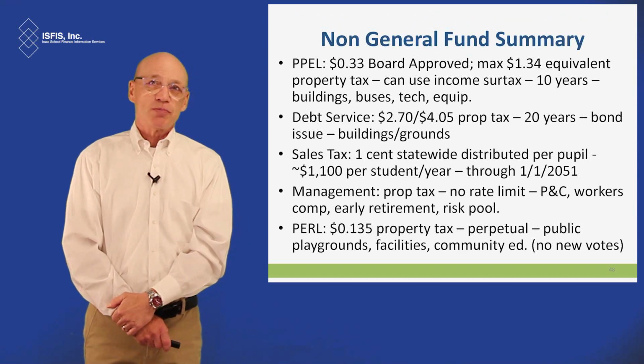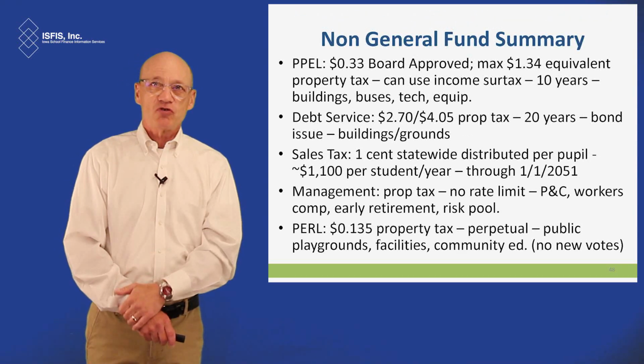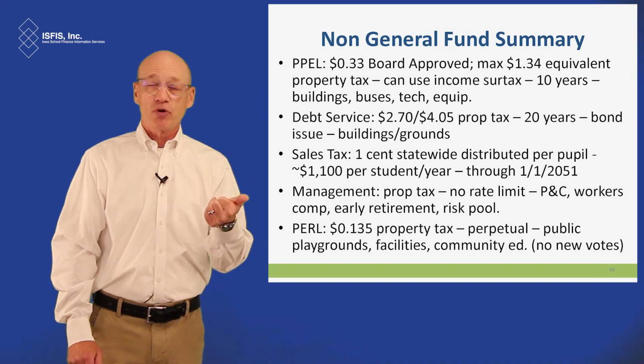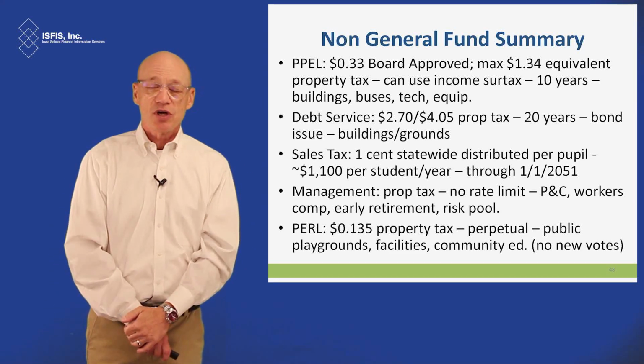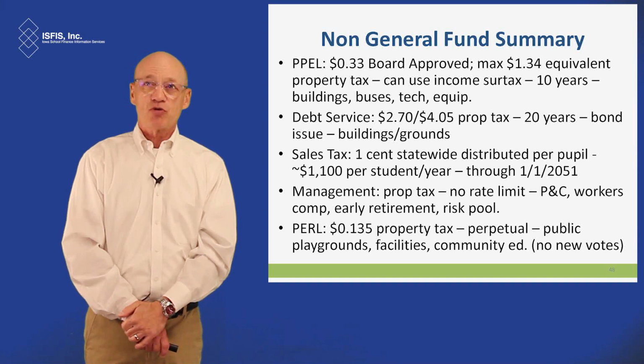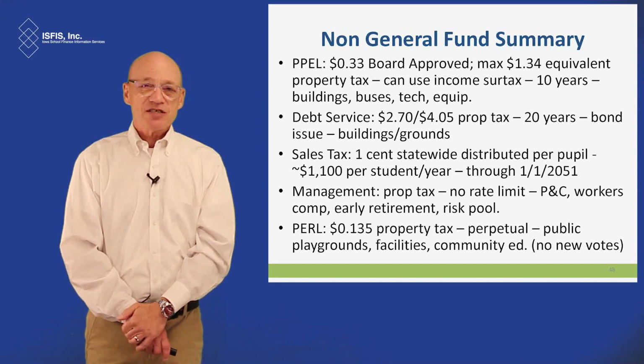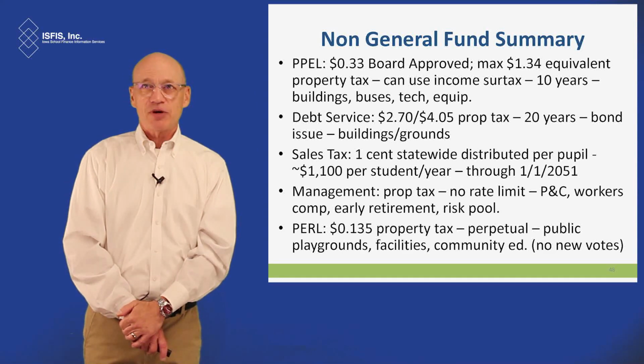These include the physical plant and equipment levy, which is made up of two sub-levies: the 33 cents per thousand all property tax board approved, that's just done as part of the school district's certified budget annually, and then the voter approved physical plant and equipment levy, which is a maximum of $1.34 per thousand of property tax.